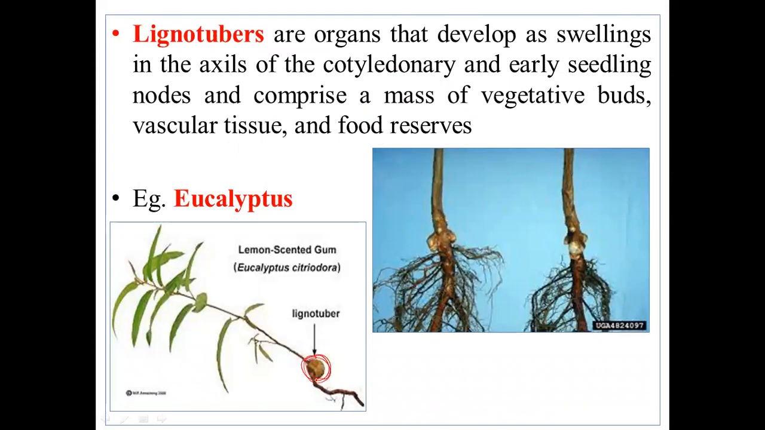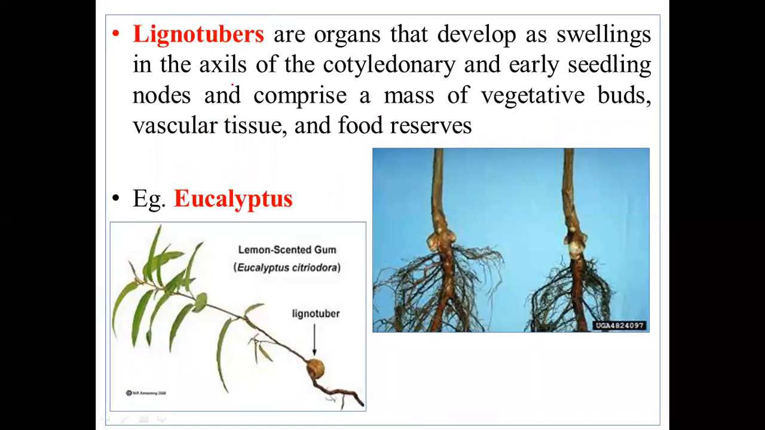So there is a swelling. In the catenary and also in early seedling nodes, they are all the early stages, and it comprises the vegetative buds, vascular tissue, as well as the food reserves. Okay, so this will come in the exam.